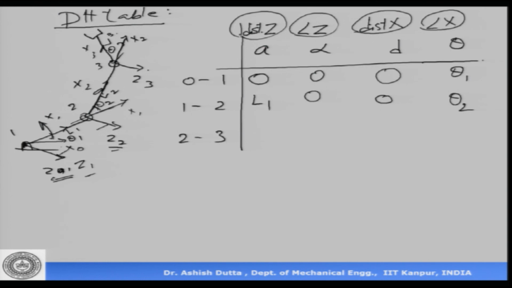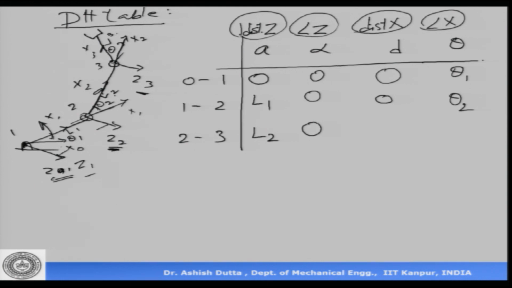So, if you look at the first parameter A, what is the distance between the z axes? Now, Z2 is here and Z3 is here, they are parallel. So, what is the distance between them? It is this L2, which is the link length, okay, which is indicated here. Next is, what is the angle between them? Now, Z2 and Z3 are parallel, so there is no angle between them. So, the angle is 0.